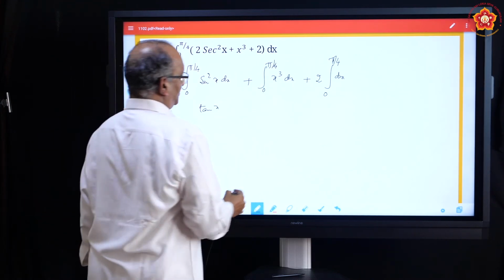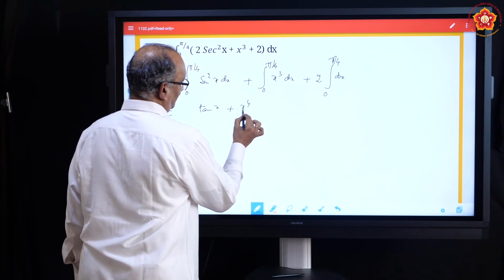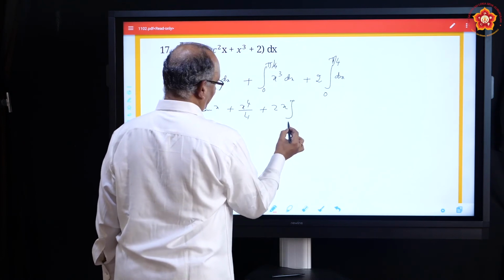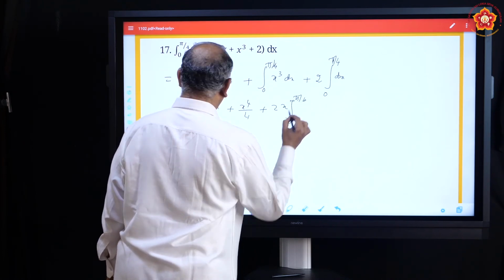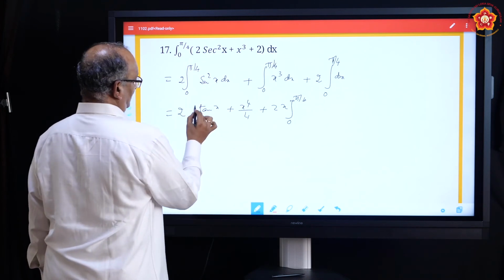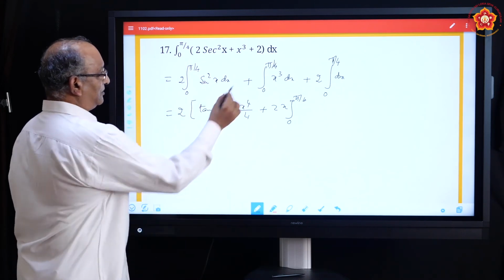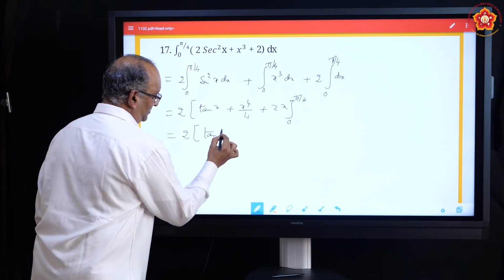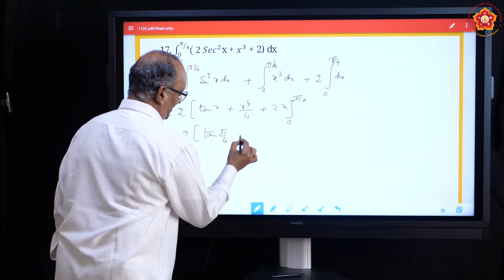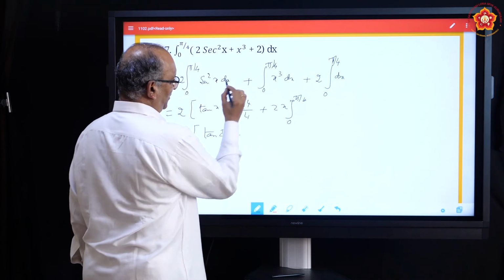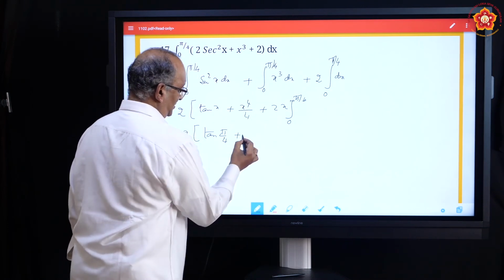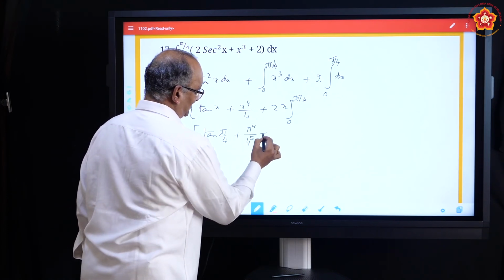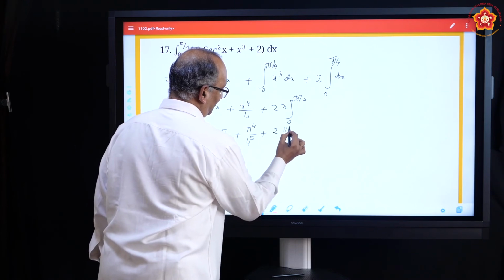What about this x cube? It will become x to the power 4 by 4. What about that? It will become 2x. And we will substitute the limits at once, 0 to pi by 4. Let this 2 be outside. So now substitute the limits. First substitute all upper limits. Tan pi by 4 plus pi by 4 to the power 4. Recollect, in place of x. So it will be like pi to the power 4 by 4 to the power 5 plus 2 into pi by 4.